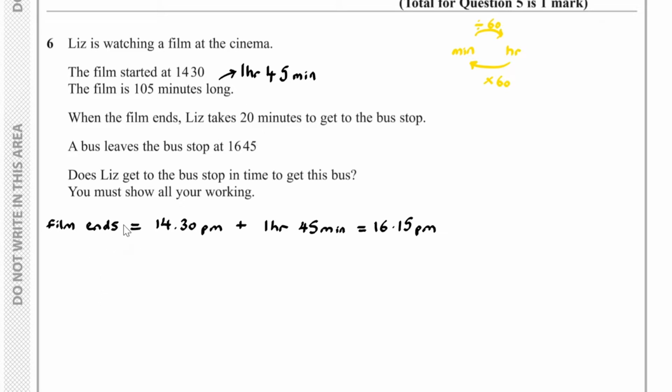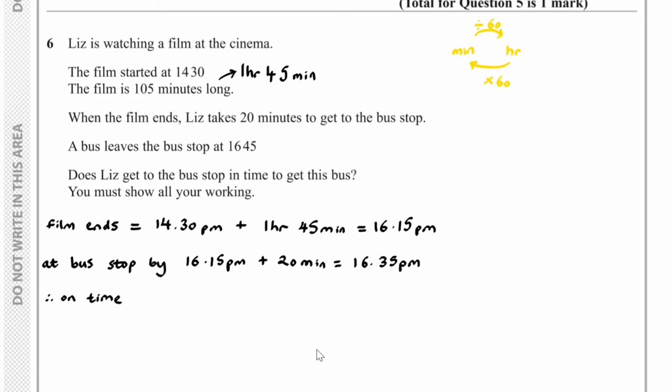It takes 20 minutes to get to the bus stop, so therefore she's at the bus stop by 16:15 plus 20 minutes, which is 16:35, and therefore we can conclude over here she gets to the bus stop in time. Okay.